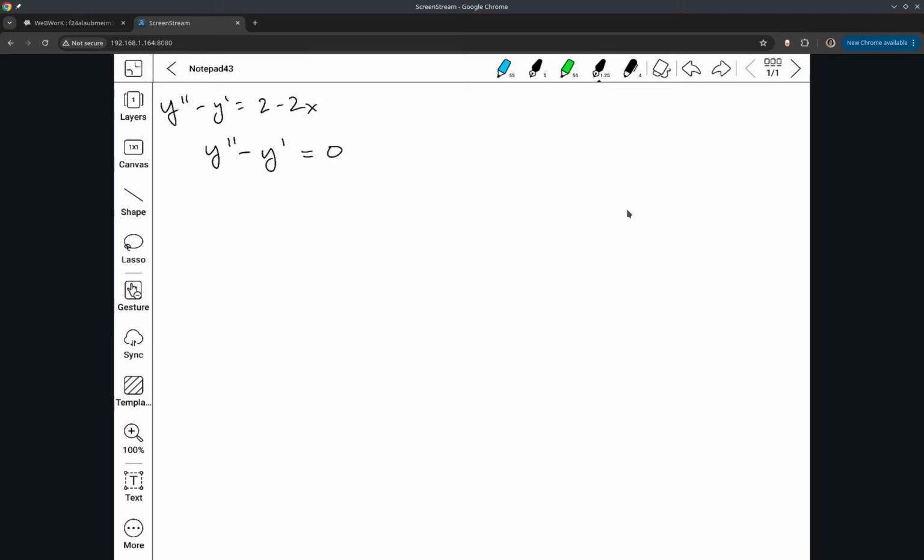That means that we solve it by assuming that y is e to mx, which means y prime is m e to mx, and y double prime is m squared e to mx. That's just taking that derivative 3 times. And then we plug this guess into our differential equation and find out what m has to be. So for us, that's y double prime is m squared e to mx, and y prime is m e to mx. Should be equal to 0.